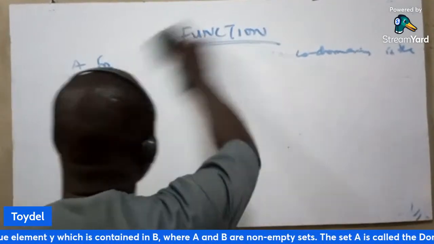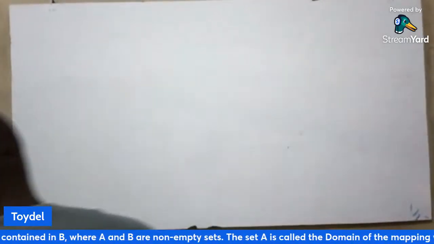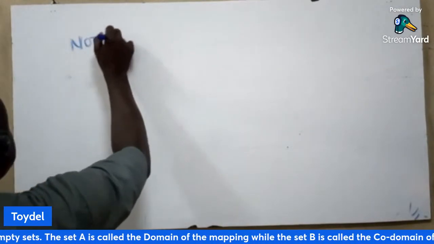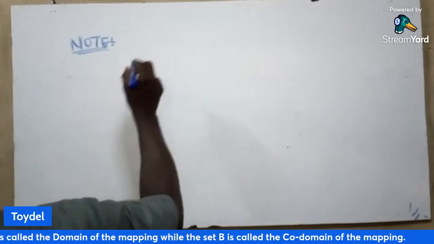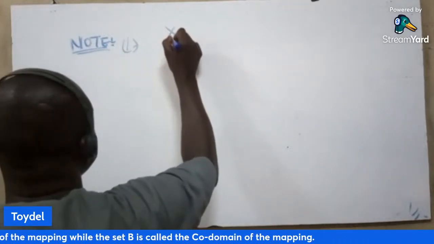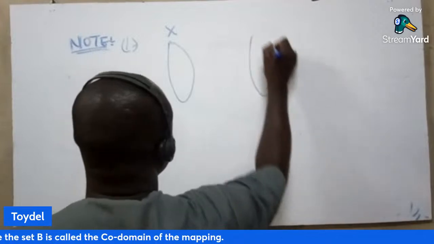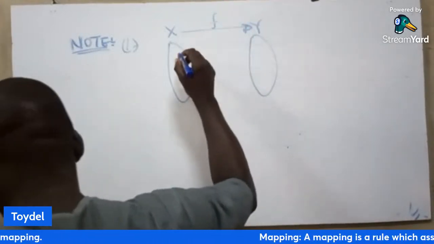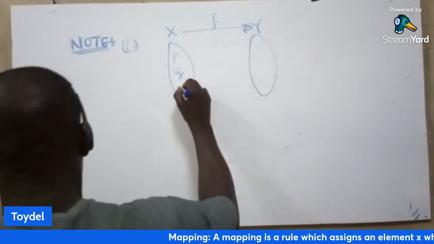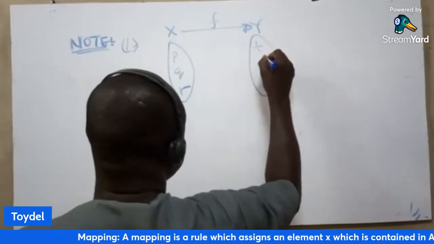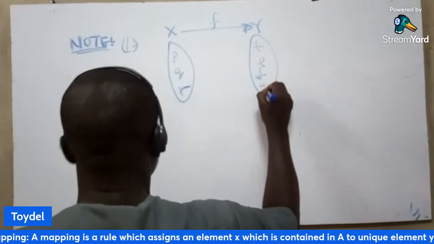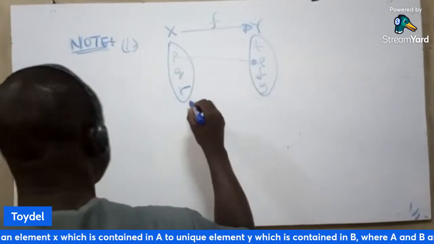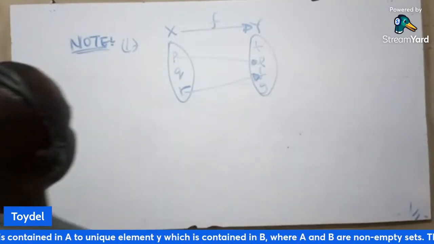Okay, so let's just take note of that. We should note that if we have something like this now, let's say sets x and y, and if this is the function, so if you have p, q, and r, and we have e, f, and g. So if p is being mapped into e and r to f, let's look at what we have on the board.